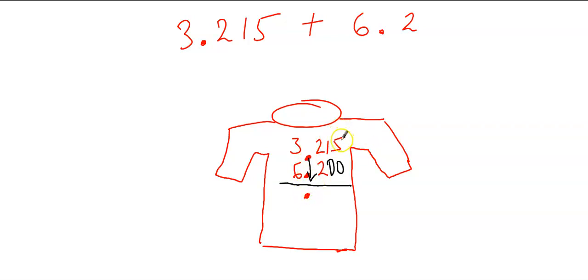Now you can actually add. 5 and 0 is 5. 1 and 0 is 1. 2 and 2 is 4. Decimals already here. 3 plus 6 is 9. And you're done with this problem. So we have 9 and 415 thousandths.